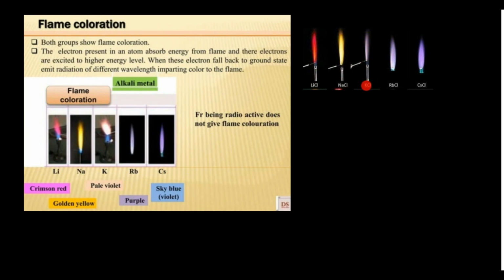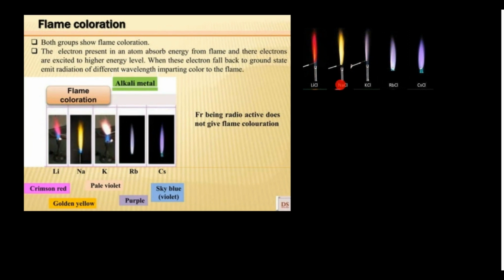But here you can see different colors are there. So color is not for the pure metals, but this color is for the metal halides, alkali metal halides. Please remember this point. So here you see lithium chloride. If you have lithium chloride, it gives you the crimson red color, and crimson red means you have to identify the color also.